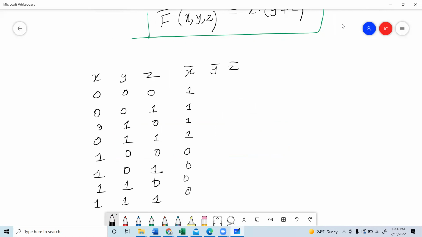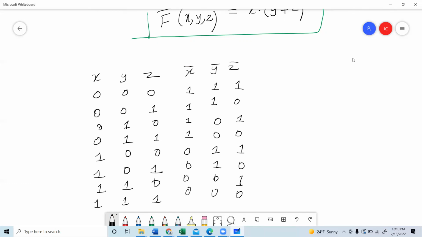And y bar is basically this is going to be 1 over here, and this is going to be 1, and 1 is going to become 0, and 1 is going to become 0, and 0 will become 1, and 1, and 0, and 0. And z bar is going to be 1 here and 0. I'm looking at the z value here and inverting that. And 1, 0, 1, 0, 1, 0. I hope I wrote everything correctly here. I don't think I made a mistake. So 1, 0, 1, 0, 1, 0, 1, 0.